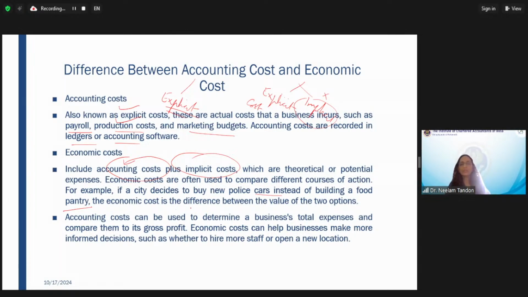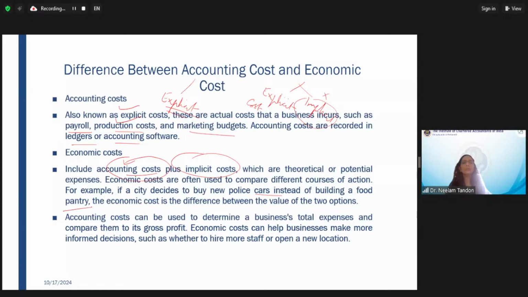So that's the beauty of implicit cost. Implicit cost is something you can analyze, and then you can make your decisions if you know the concept of implicit cost. Otherwise, you will simply rely on explicit costs and you may incur loss in future.